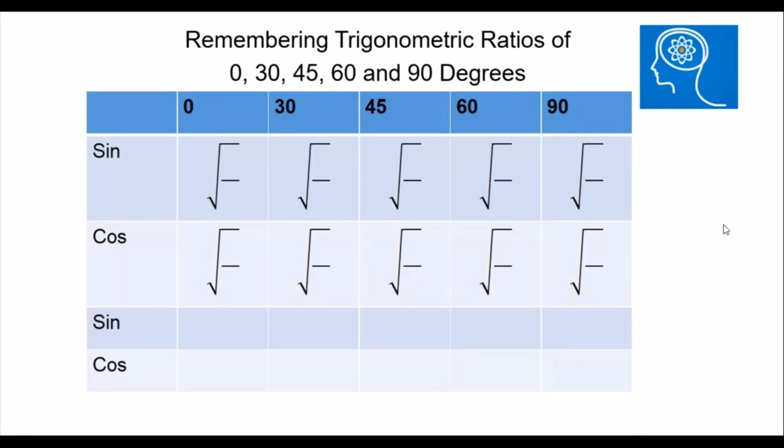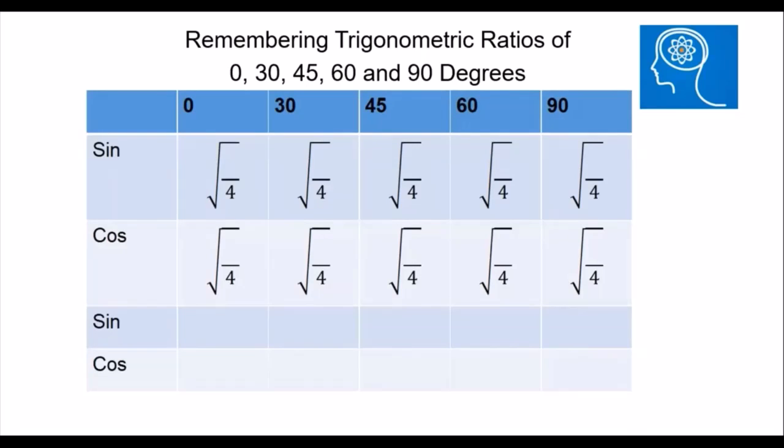Are you done? Yes, sir. 0, 30, 45, 60, 90 in the columns and 4 rows: sine, cos, sine, cos. The first 2 should be bigger and the next can be smaller. After this, everywhere in the denominator, please write 4 like this.